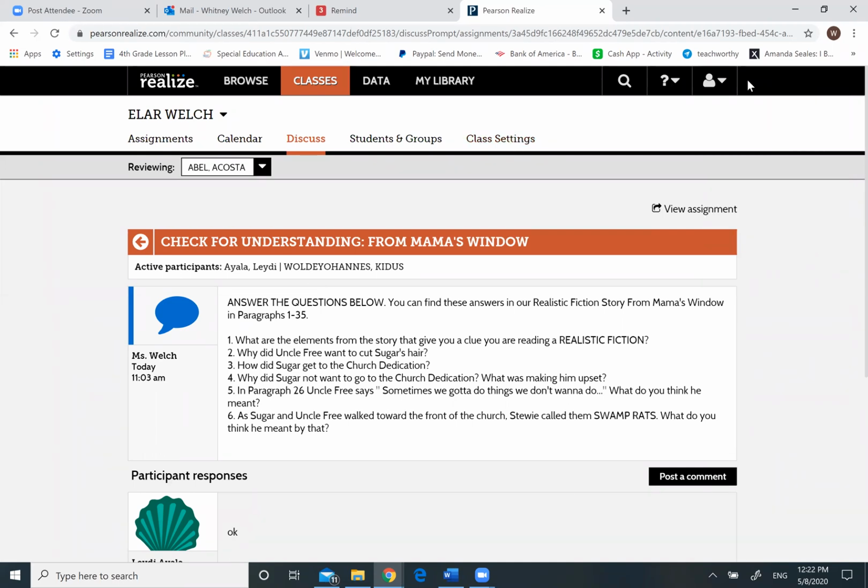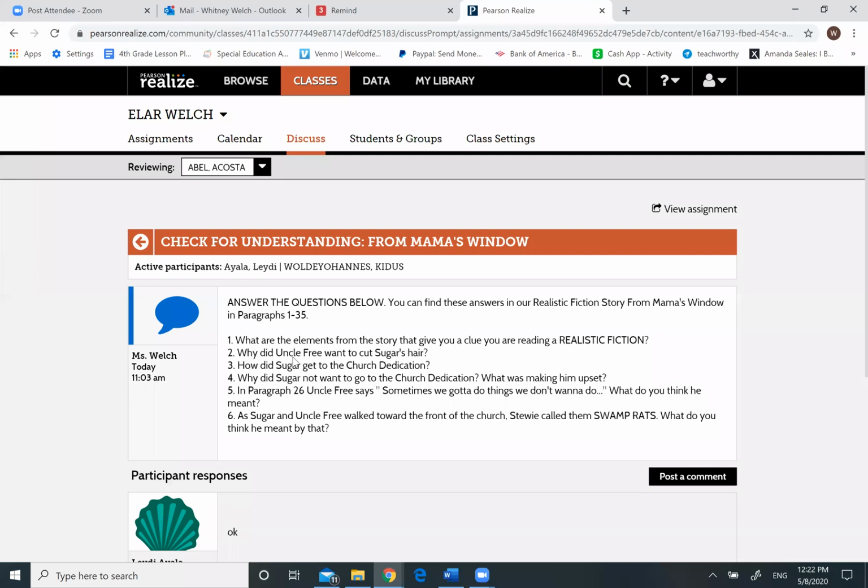So what are the questions? Well, question number 1 says, what are the elements from the story that give you a clue you are reading a realistic fiction? Remember, we talked earlier about the realistic fiction. A realistic fiction is a story that is made up, but it could be true. So what are some things that happened in the story? Or what is one thing that happened in the story that could be true?